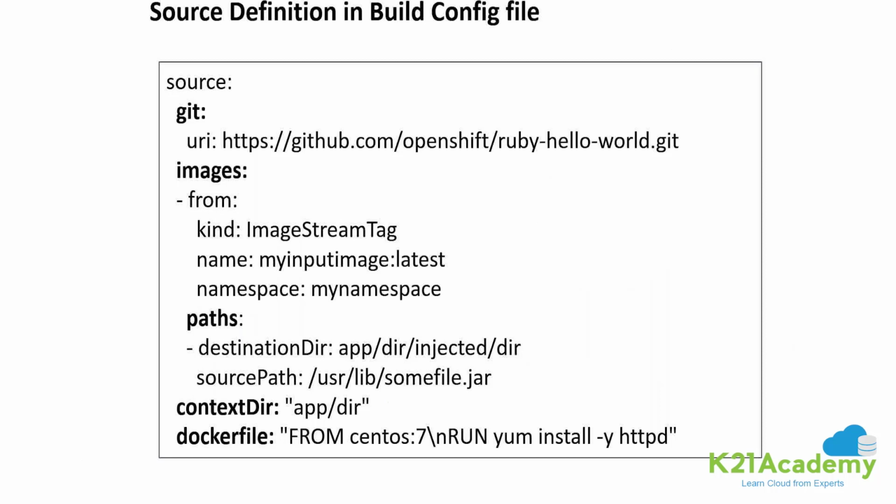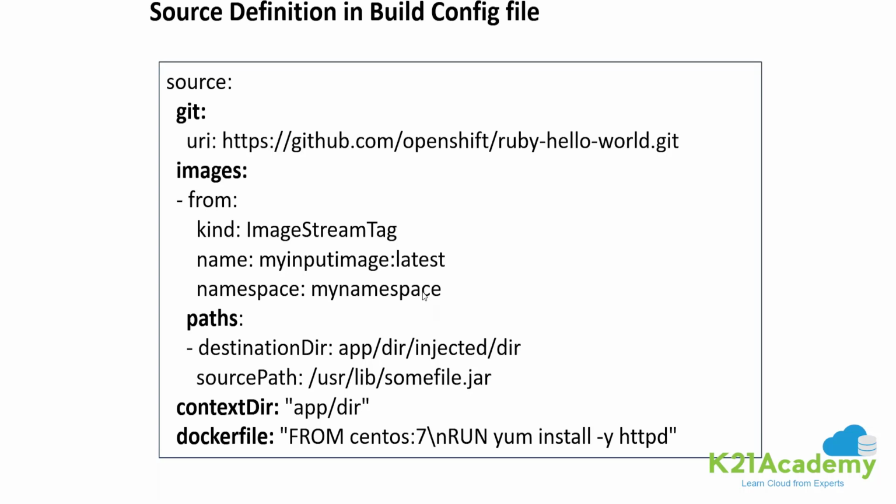So let me try to show you. If it is a source definition in the build config file, how will you define it? You have a source from Git, so you are defining Git as a source. You give the entire path of your source code where you have maintained it. Then images, this is what you are defining, right? That is, I want the image from an image stream, whose name is my input image colon latest, which is from this namespace.